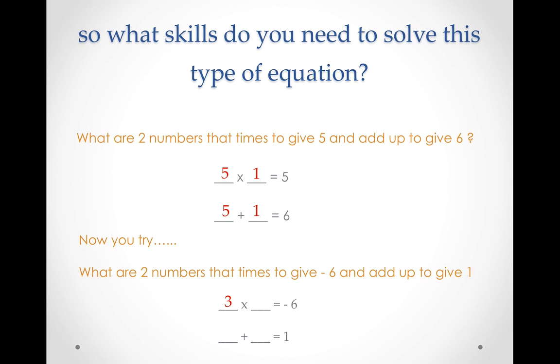So, if you got 3 times minus 2 equals minus 6, you would be correct, because the same two numbers add together to give 1. Just be really careful of your negative signs. You need to understand that when you multiply a positive by a negative, you'll get a negative, and when you add a negative number, it will subtract it.